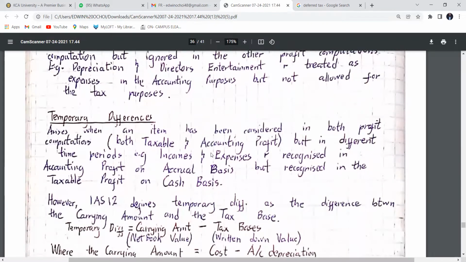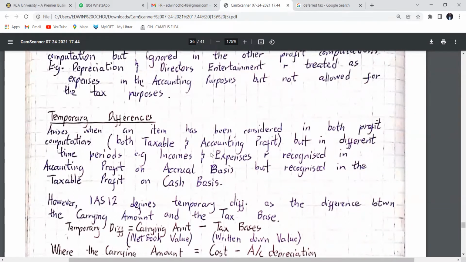So in that scenario, you find that depreciation, for example, was considered as a normal expense in accounting profit, but now it's not allowed for tax purposes. It's a disallowable. It's added back to the net profit when looking for the taxable profit to be used in the computation of the current tax.